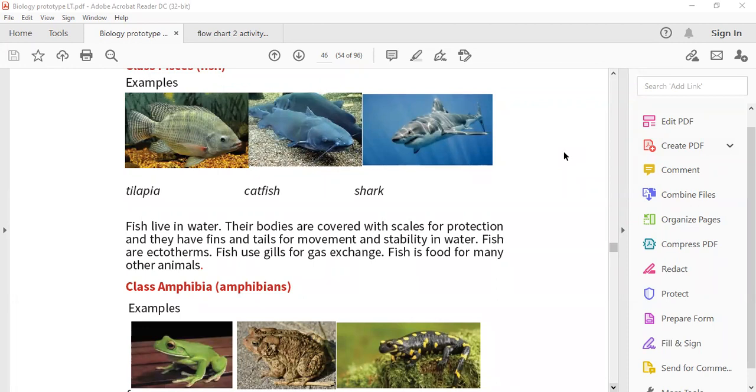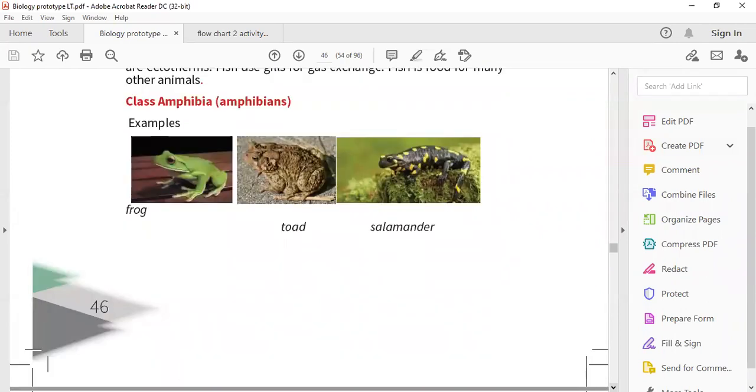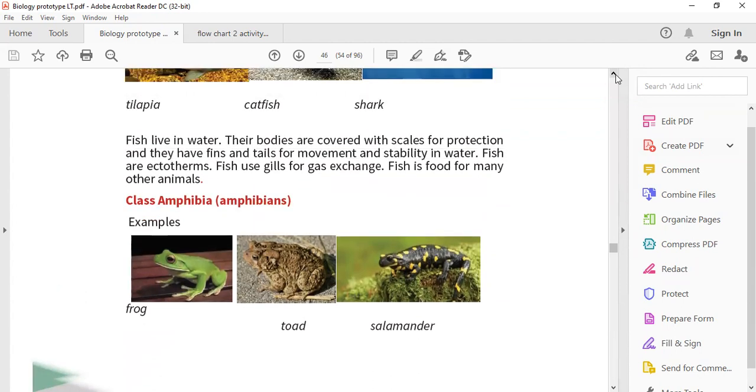But what do we call organisms which live in water? Aquatic animals. Very nice. So they are called aquatic organisms, the organisms which live in water. And what do you think is the role of the scales found all over the body of fish? For protection. Very nice. They serve the role of protection.